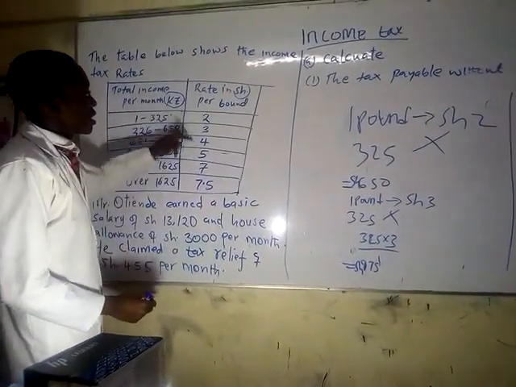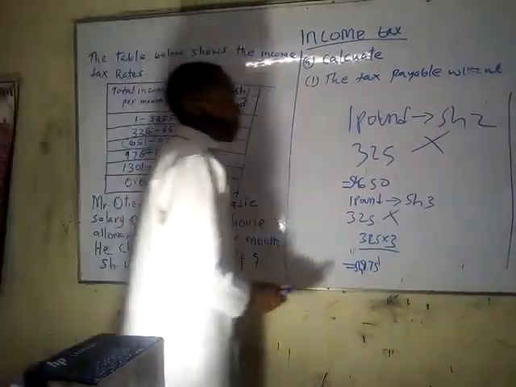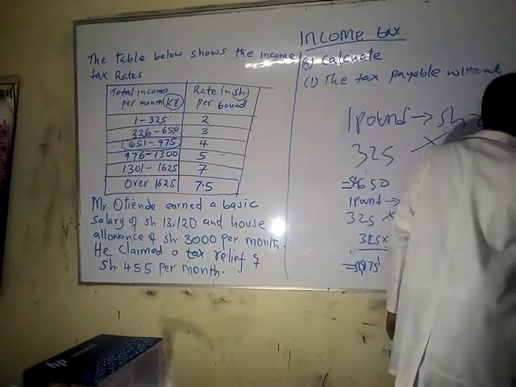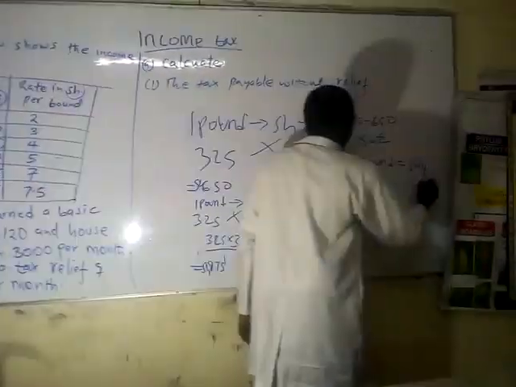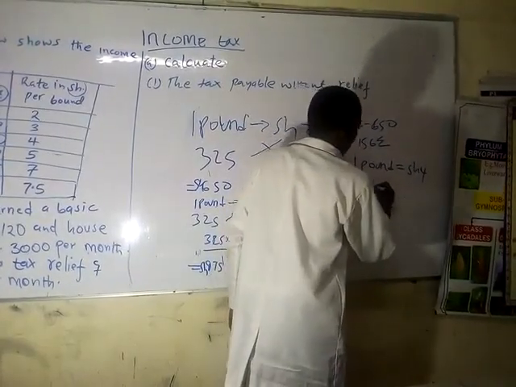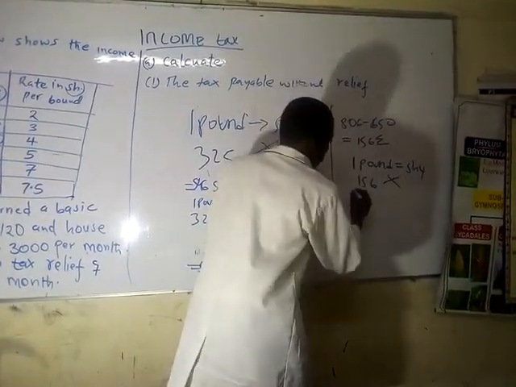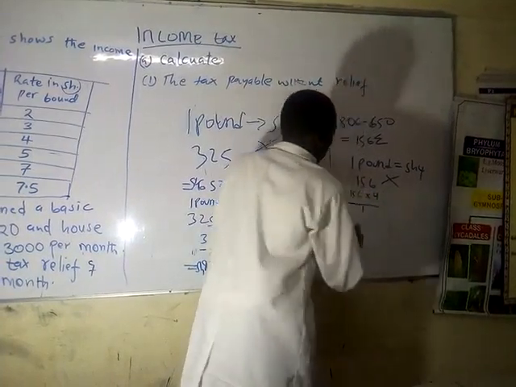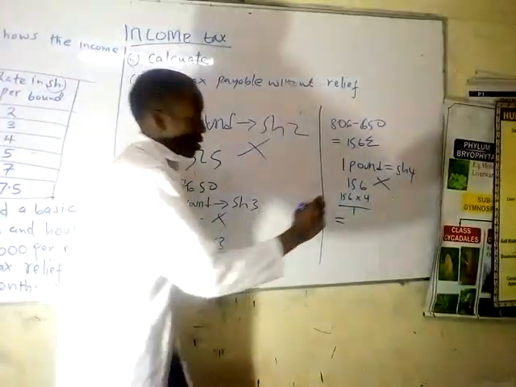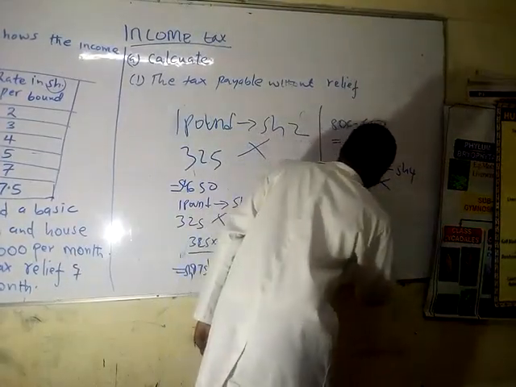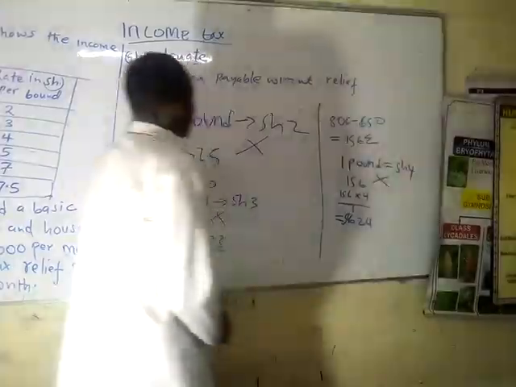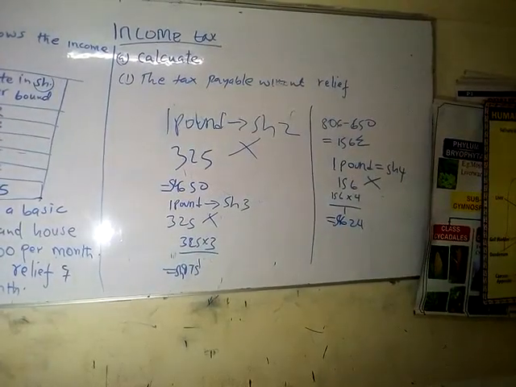They rate 4 shillings per pound. So you come and ask yourself, if 1 pound is equal to 4 shillings, what about 156? You cross multiply, so it will be 156 times 4 all over 1, which gives you 624 shillings.